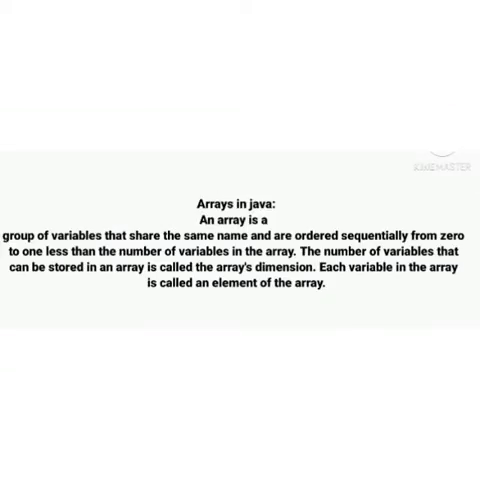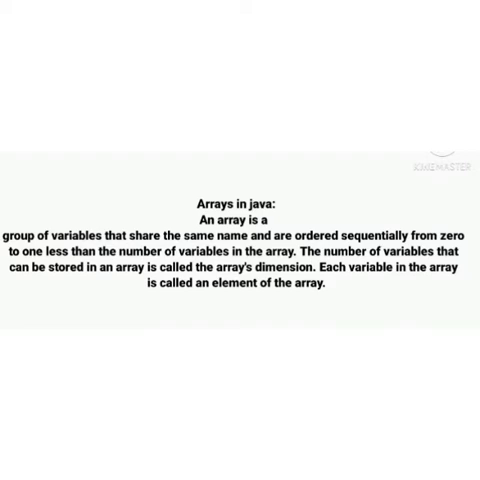Next is arrays in Java. An array is a group of variables that share the same name and are ordered sequentially from 0 to one less than the number of variables in the array. Means if we take the array size as 10, the index will go from 0 to 9, meaning 0 to n minus 1.